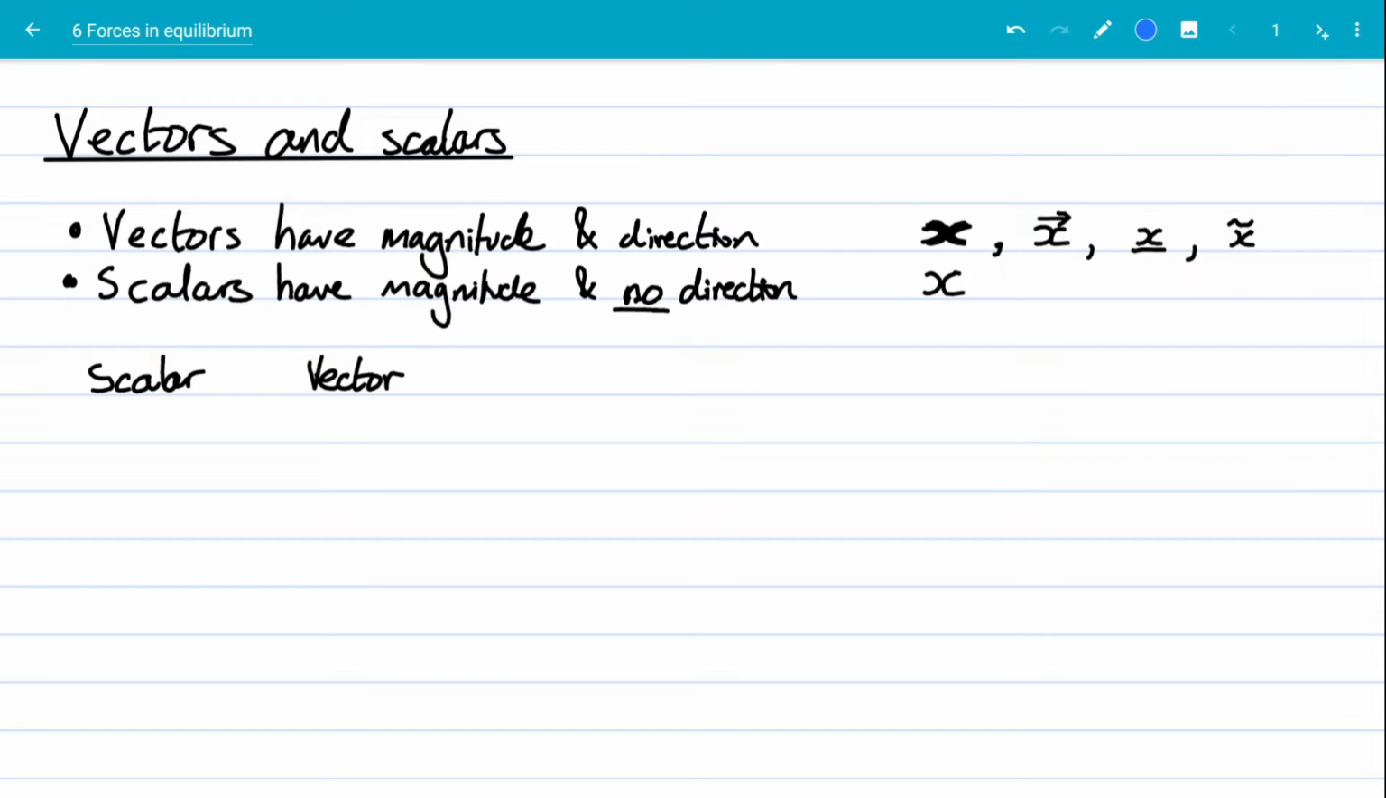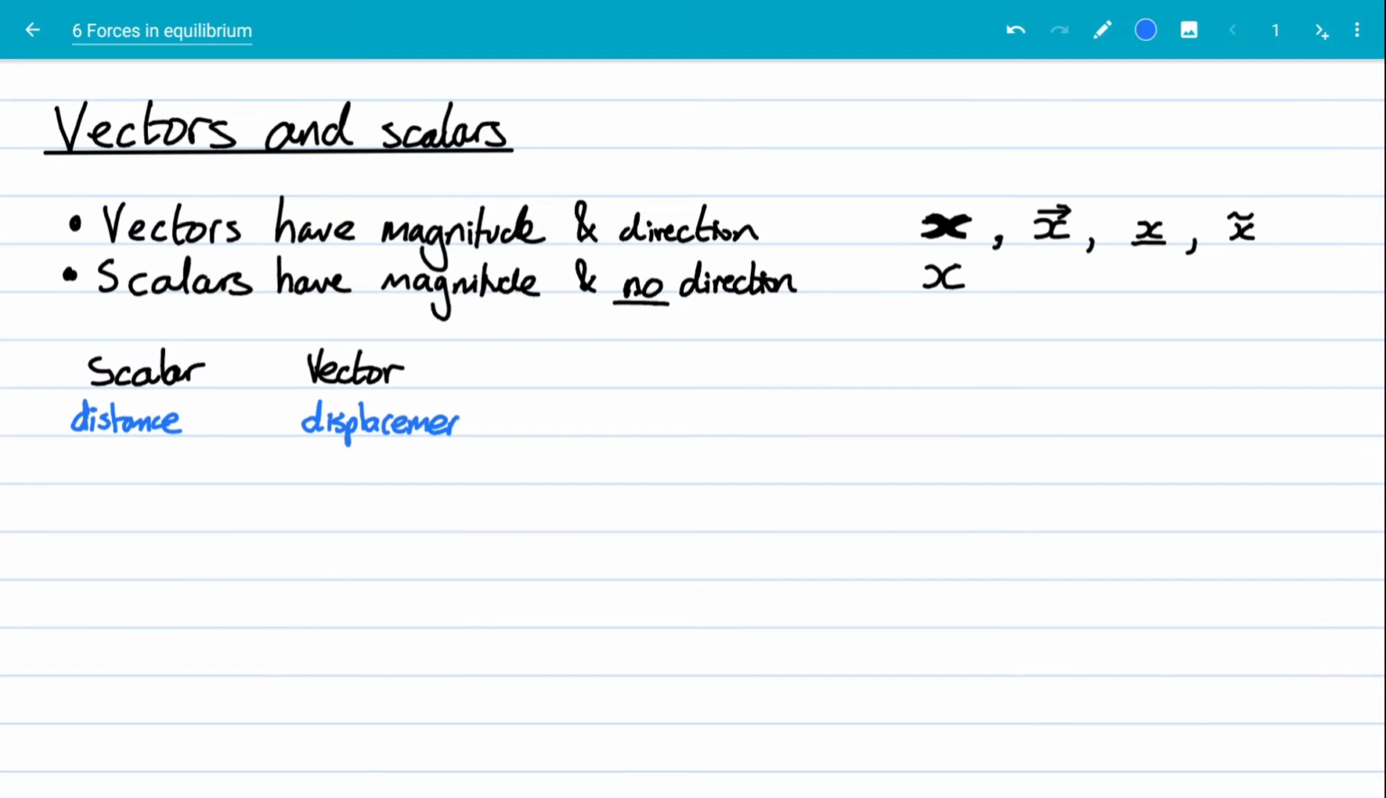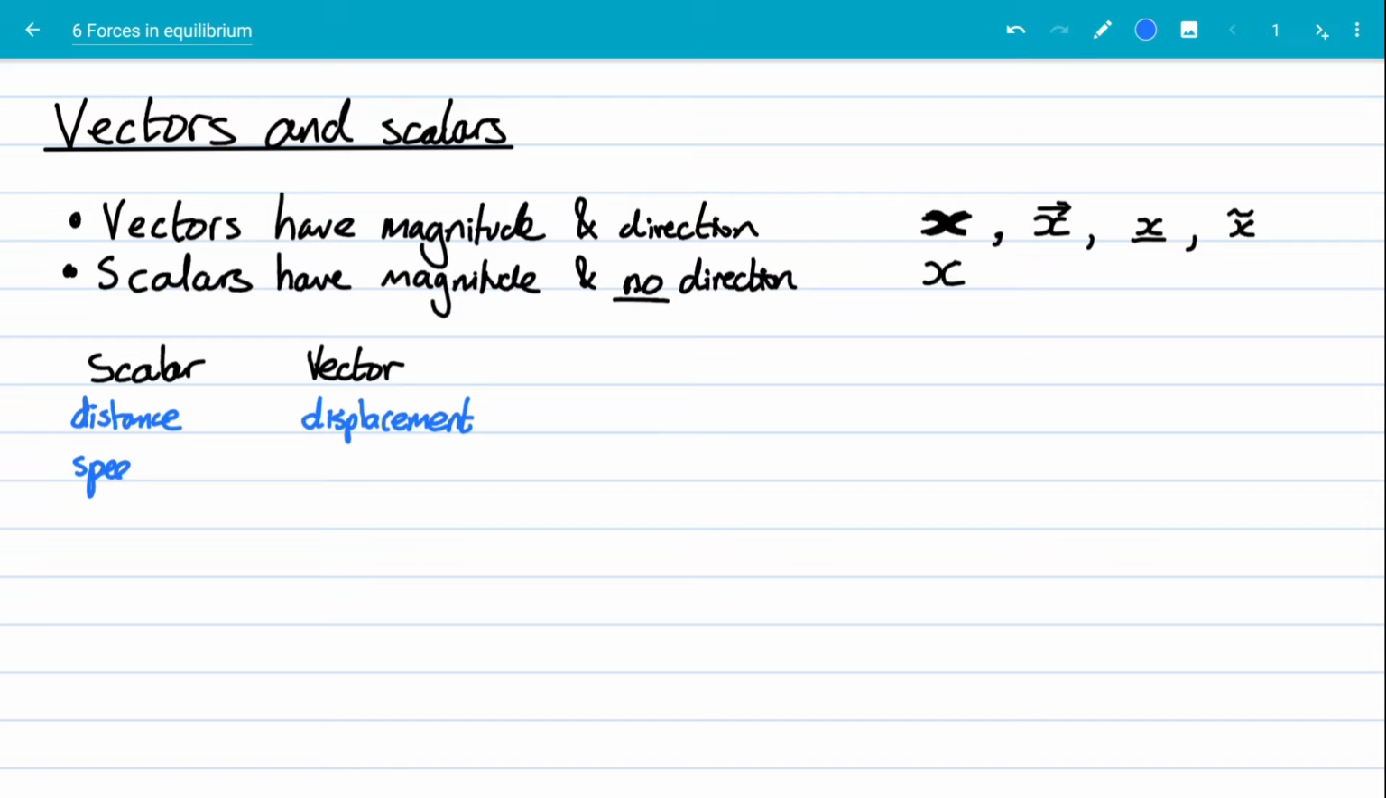So scalar quantity, we might have distance, and a vector quantity we might have displacement. And if we are asked to define displacement, we could say it's just a distance in a particular direction, but that's good enough. We'll have scalar, we'll have speed, and as a vector we'll have velocity. If we're asked to define velocity, it's a speed in a particular direction, and that's good enough.